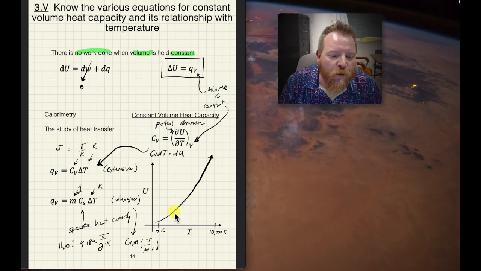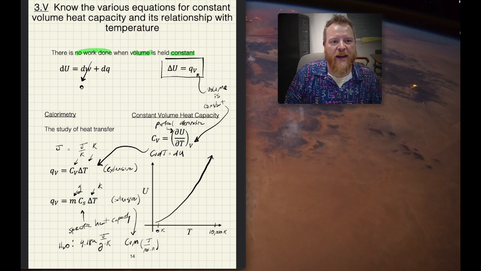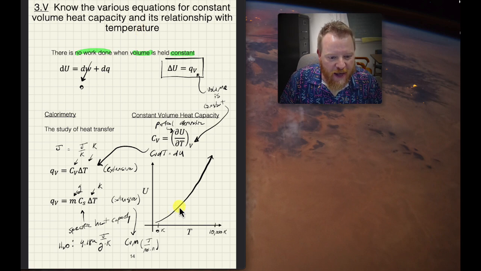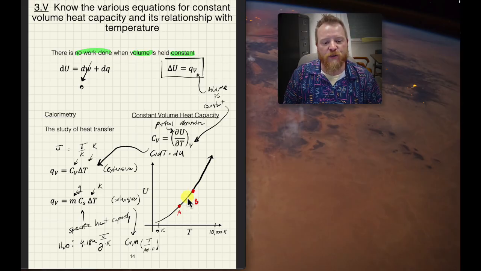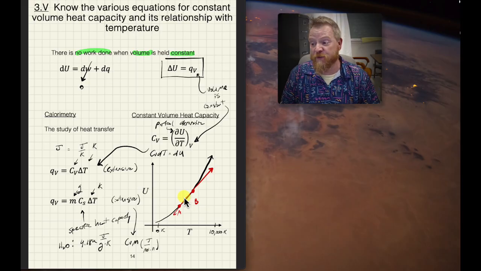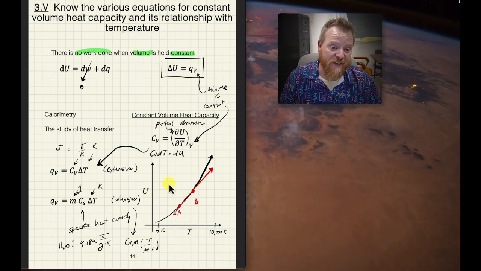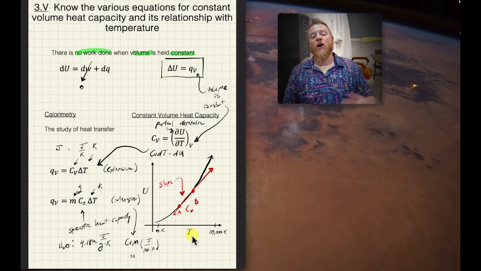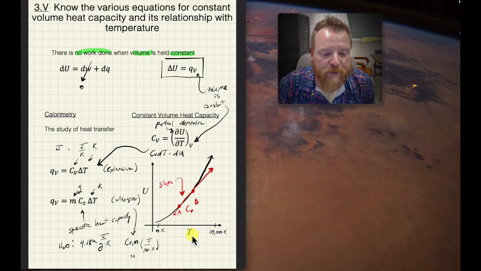However, if we look over a very narrow range, like let's say something from point A right here to point B right here, we can see over that narrow range, a single slope value is going to be a good representative value for that heat capacity. So thus the slope of this graph gives us CV over a relatively narrow range.